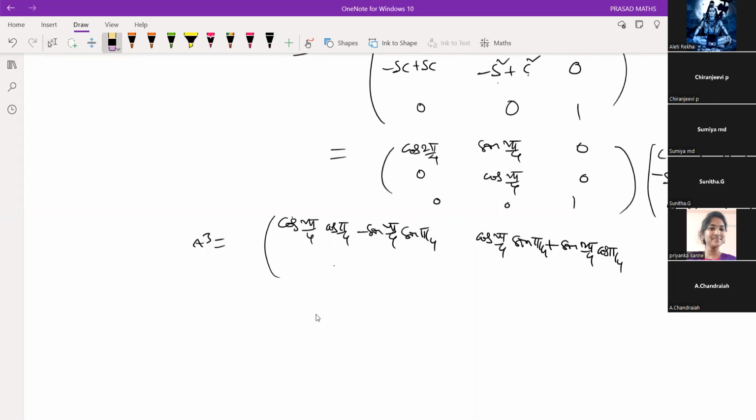So this cos 2 pi by 4. Tell me, cos 2 pi by 4. Minus sin 2 pi by 4, cos pi by 4, into sin 2 pi by 4, sin pi by 4. Next one: minus cos 2 pi by 4, sin pi by 4. It's sin, not cos. Sin pi by 4.